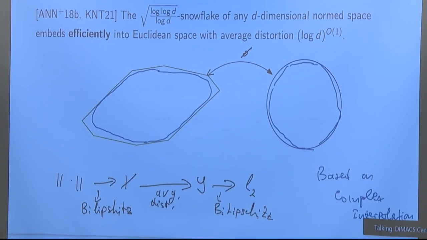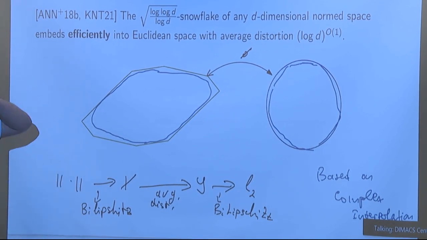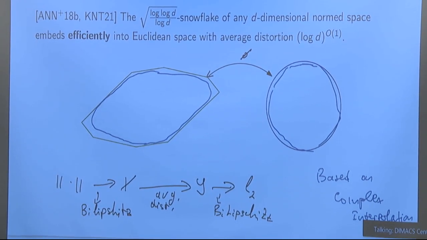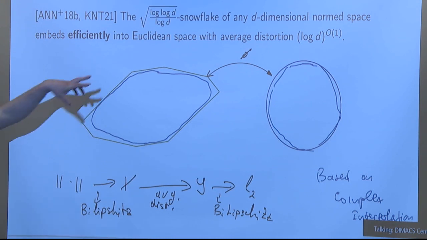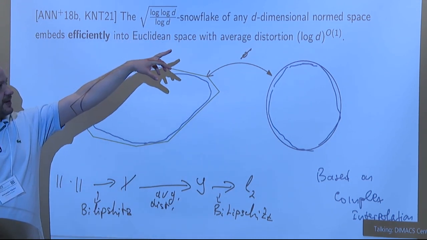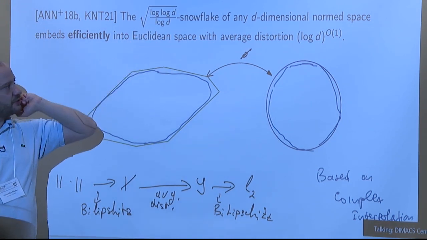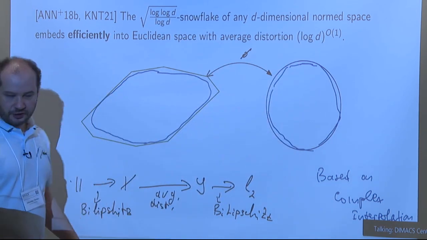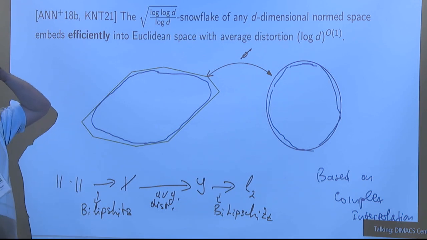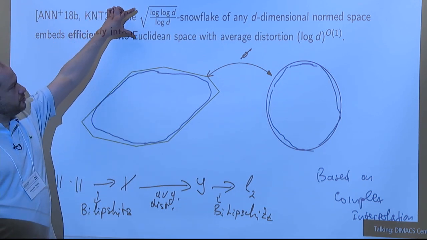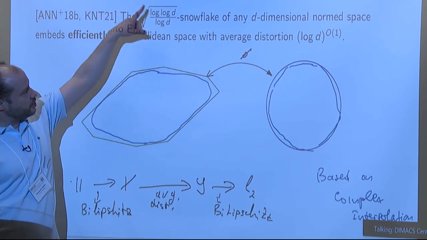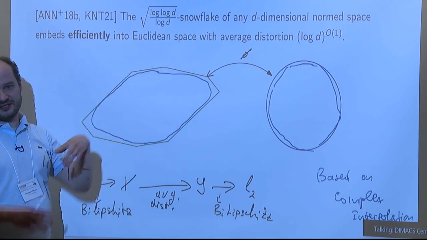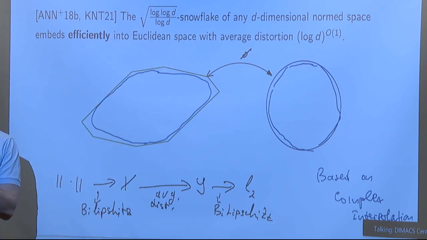I'll just say something about what this gives you. So this gives you an embedding of some snowflake of our arbitrary d-dimensional norm space with average distortion, which is polynomial in log of dimension. The issue with this one is that the snowflake is pretty small, so this goes to 0 with dimension, right? And this ends up hurting you in applications.